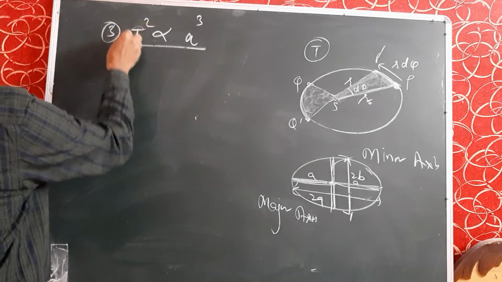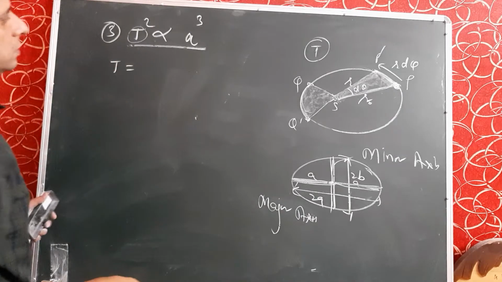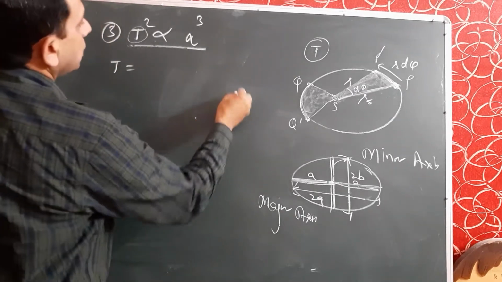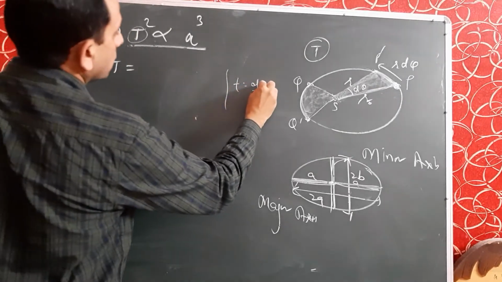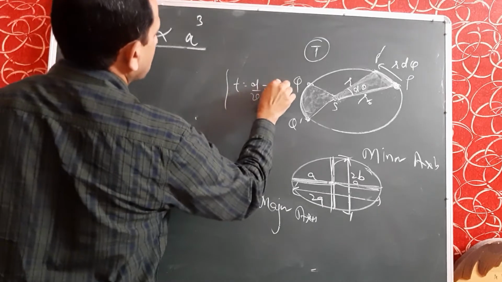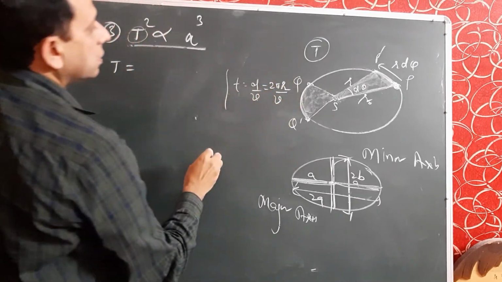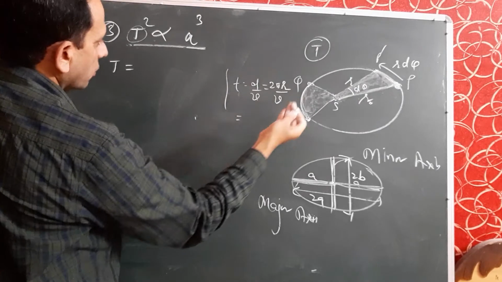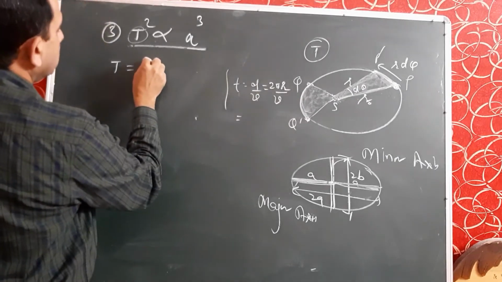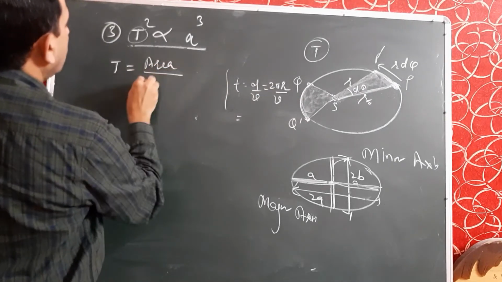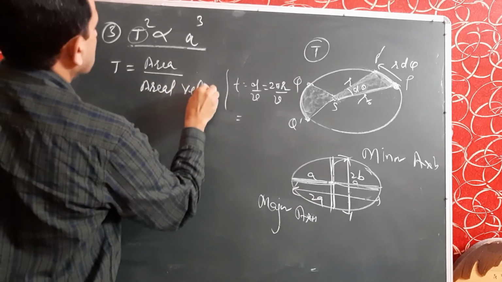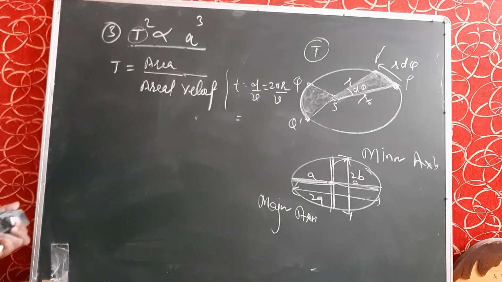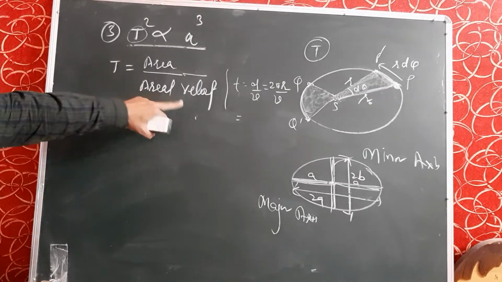So we will start from T. What is T? You have already read that T is the distance over velocity. Simple. In the case of a circle, this distance becomes the circumference 2 pi r over velocity, and in the case of area, it is area over areal velocity. So this is the formula for time period, that is area over areal velocity.